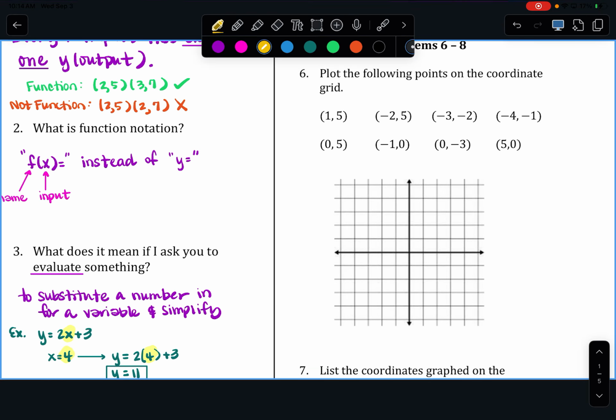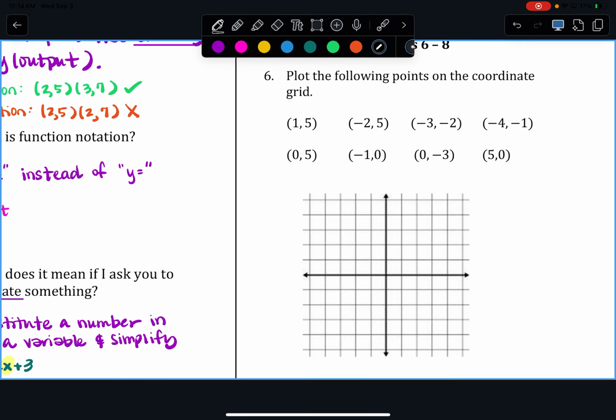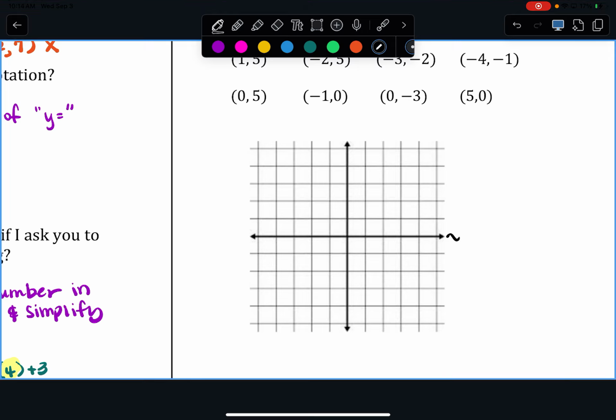So it says plot the following points on the grid. Okay, most of you guys are great at this. Some of you guys struggled with this a little bit. Please remember to find your X and Y axis and make sure you know exactly where those are, right? Because this is 0, 0, the origin right there in the middle. And that's where we start counting every single ordered pair, right? So remember, every ordered pair is X, comma, Y, right?